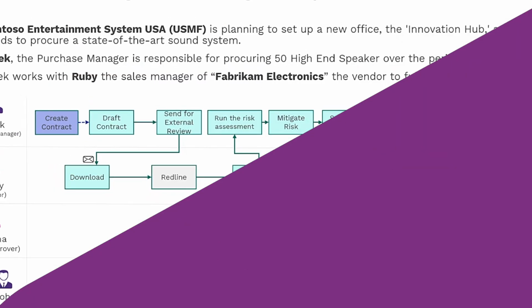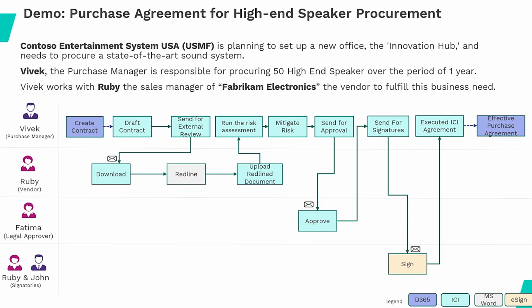So for the demo, I have a simple use case here. Contoso Entertainment System is planning to set up a new office as an innovation hub for which they need to procure some state-of-the-art sound systems. Vivek, I'm acting here as a purchase manager. I'm responsible for procuring 50 high-end speakers from Fabricam Electronics, who's the vendor here. I will work with Ruby to get these speakers procured over a 1 year period.